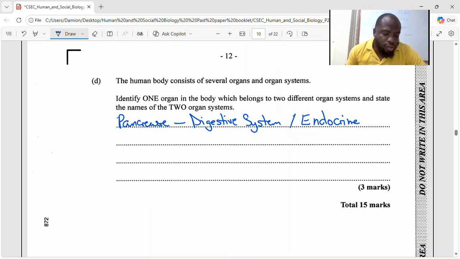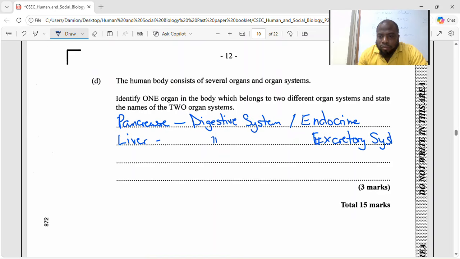The next one that you could look at is the liver. So the liver is also a part of the digestive system. It is also a part of your endocrine system. Sorry, not the endocrine, the excretory system. You know that the liver helps to deal with toxins in your body. The next one is the ovaries or the testes.